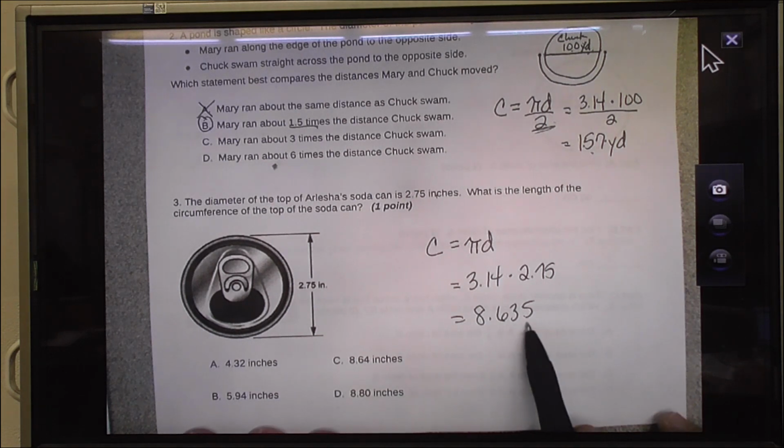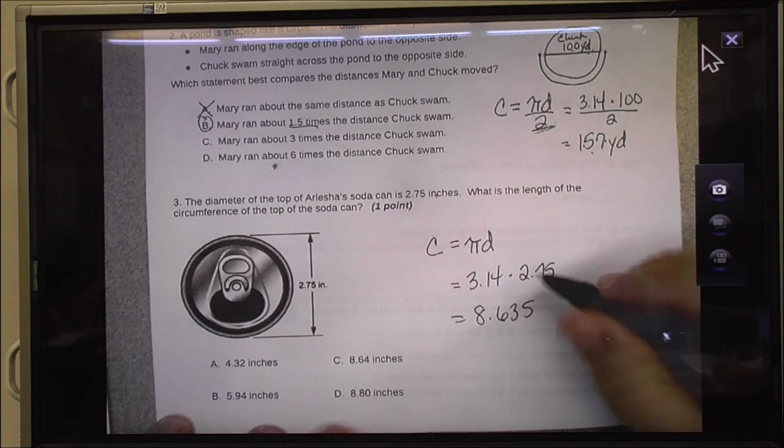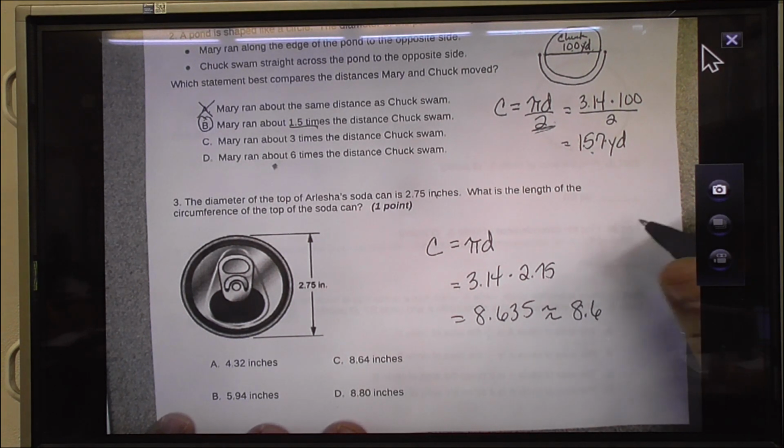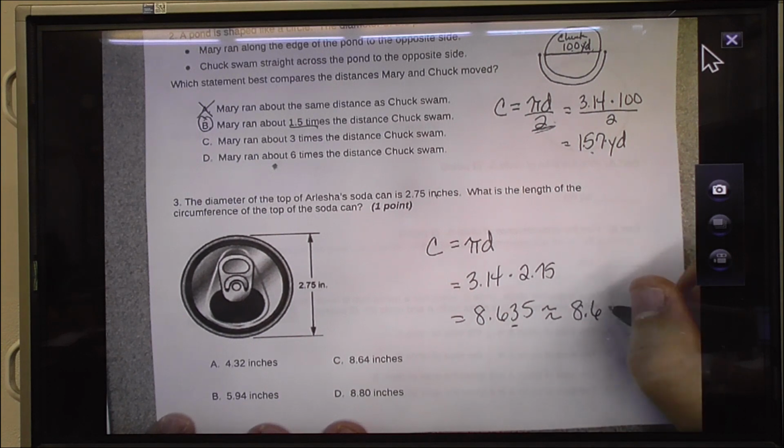No. We went to the thousands place, but this one goes to the hundreds. So can we round this number to the hundreds? Yes, it's going to be 8.6. This is going to become a 4.